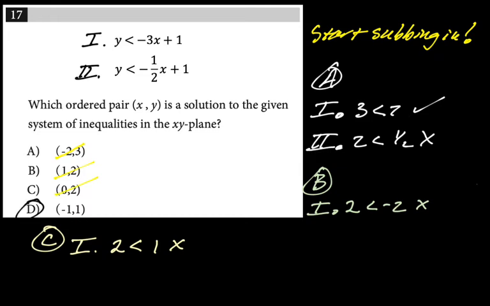And I don't think you need to do any more work. I would just circle that and move on, right? I mean, if you test it, it's obviously going to work. Is it obvious? I don't know. 1 is less than 4. That's definitely true. 1 is less than 1.5. That's also true. So it does work.